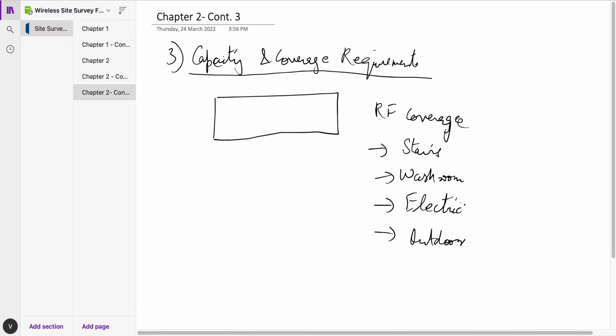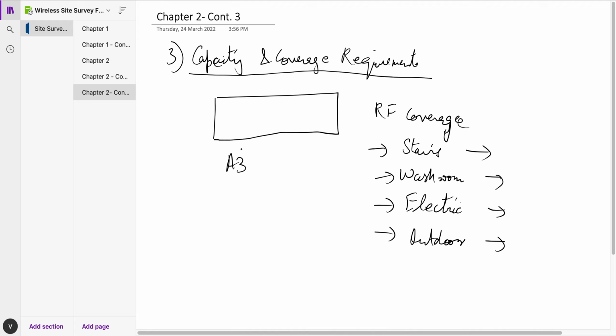So you need to ask all these questions, because at the end of the day, when you do a Wi-Fi site survey, and if you're able to not put APs in stairs, washrooms, electric rooms, and outdoor areas, then you're probably saving him a lot of money, right, and your time. So that's going to be helpful, and for sure you need to sit with him with the floor plan. I usually take a printout on the A3 sheet.